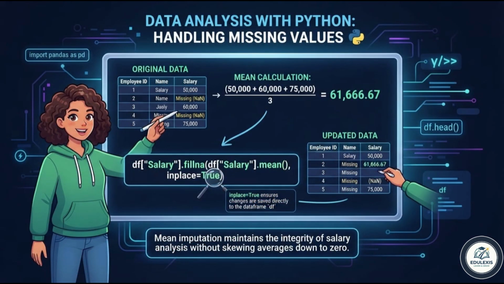Let's look at a concrete example. Imagine a salary column with missing values. Simply filling with 0 would skew our average salary calculation down significantly. Instead, we calculate the mean of the existing salaries and plug that into the empty slots. The code is df.salary.fillna(df.salary.mean(), inplace=True). Notice that inplace equals true saves the change directly to the data frame.